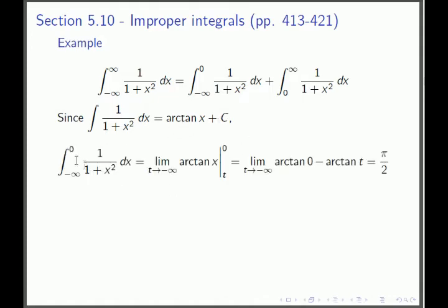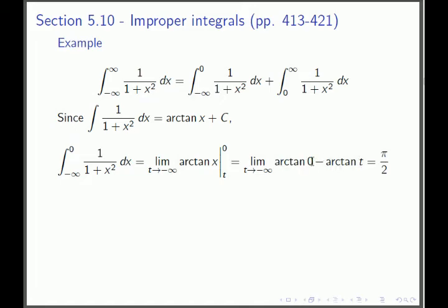And so let's focus on this first improper integral first. We rewrite it using a limit. It's just the limit as t goes to negative infinity of the integral of this function from t to 0. Okay, well, the integral from t to 0 is given by the fundamental theorem of calculus this way. And I evaluate at the right endpoint, arctan of 0, minus the left endpoint, arctan of t.